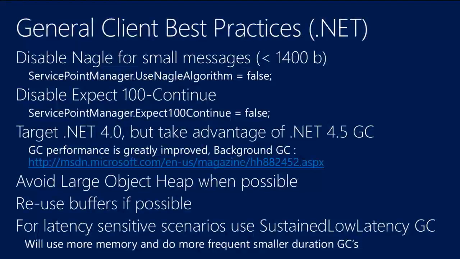For latency-sensitive scenarios, there's a new feature in the GC in .NET 4.5 called Sustain Low Latency. This is something you can enable to do more frequent, smaller GCs so that you won't have any large pause at any given time. And so you can have a more guaranteed, more predictable environment. So you don't have, say, a 30-millisecond GC pause or 10-millisecond even. It will use more memory, but you have more consistent performance out of that.